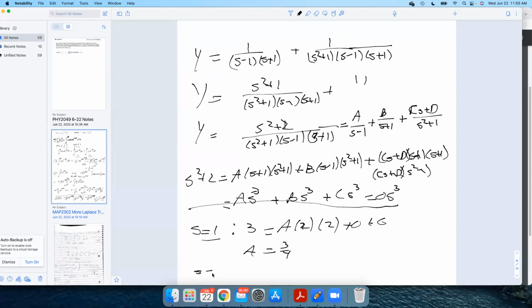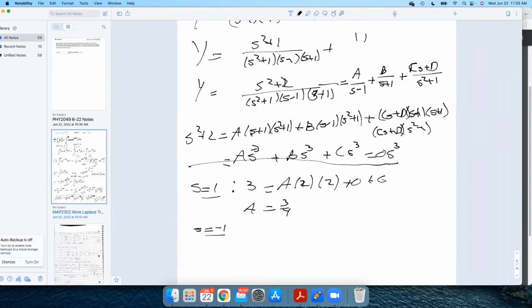Plug in S equals -1, and I can solve for B. Because this will be 0, and this will be 0. So -1 everywhere. Looks like I'm still going to get a 3 there. -1 squared plus 2 equals 0 plus B times -1 minus 1. That's a -2 times a 2. And then all that is 0 again. So I think B here equals -3/4.